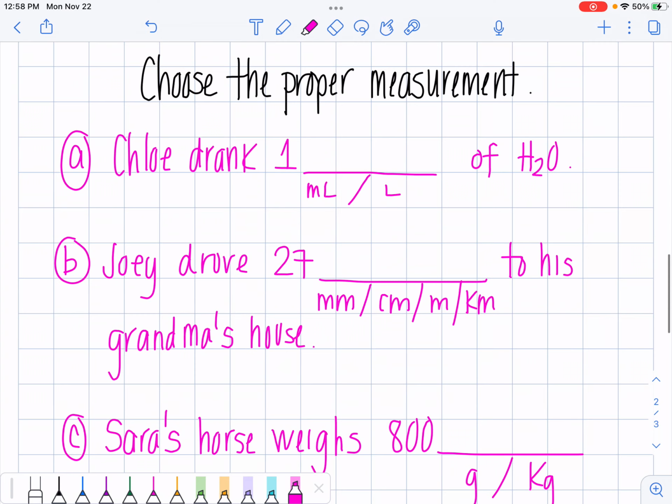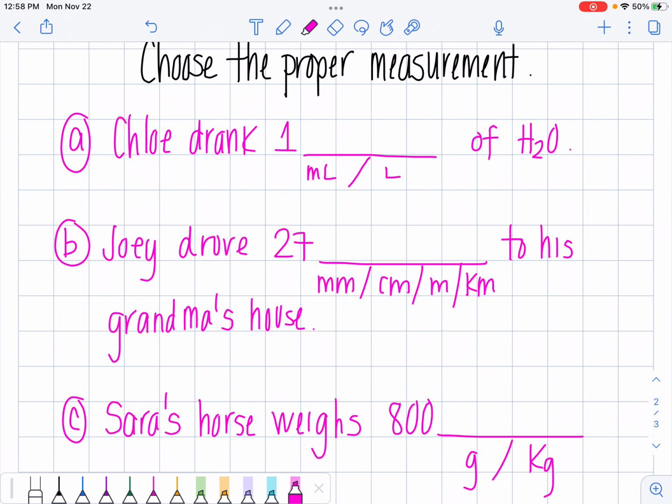Okay, so choose the proper measurement. Chloe drank one blank of water. Did she drink one milliliter, which is one eyedropper of water, or one large bottle of water? I would say one large bottle of water makes more sense. People aren't going to drink from a little eyedropper. That's not enough water for somebody to be drinking.